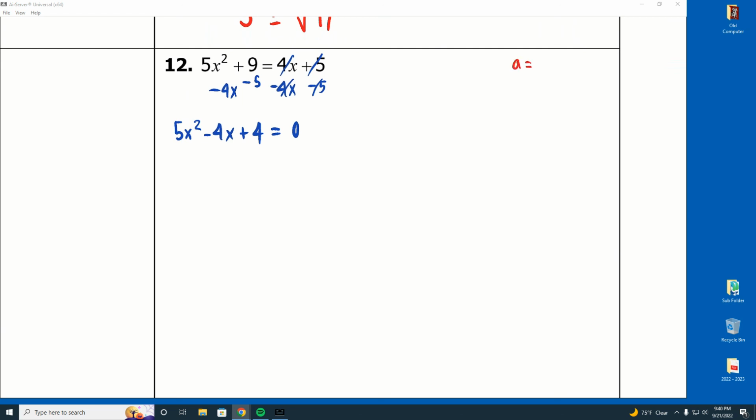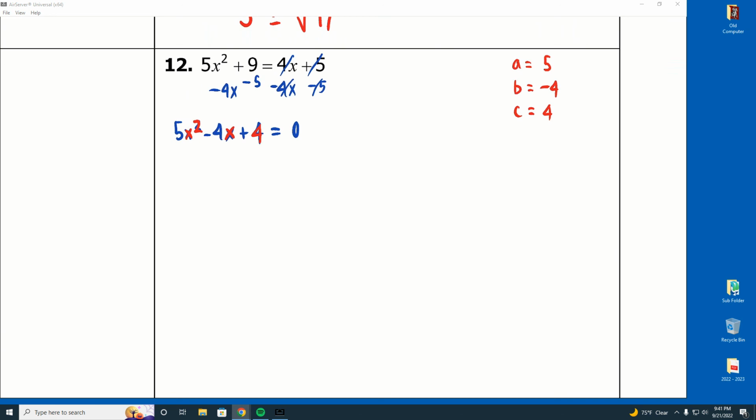Let's name our A, B, and C values. Ready? What is my x squared coefficient? 5. What is my x coefficient? Well, look, it's negative 4. And then what's my constant? Well, it's positive 4. So there's my A, B, and C.